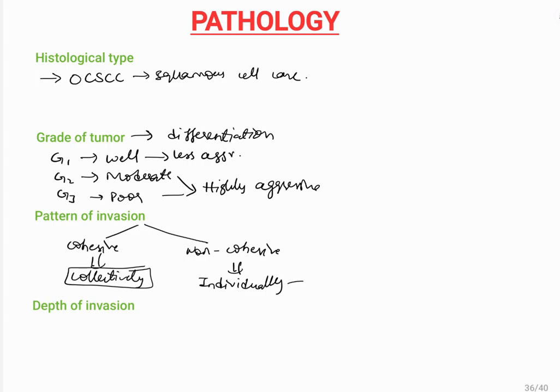The depth of invasion of a tumor in oral cavity can be seen like, for example, let's take this is a mucosal layer of oral cavity and this is a tumor which has developed in the oral cavity. Here the depth of invasion is the distance from the level of basement membrane of closest normal mucosa to the deepest point of the tumor invasion. This is the depth of invasion of the tumor.